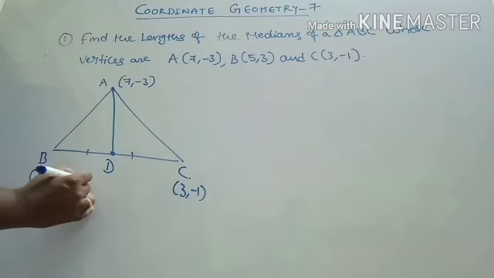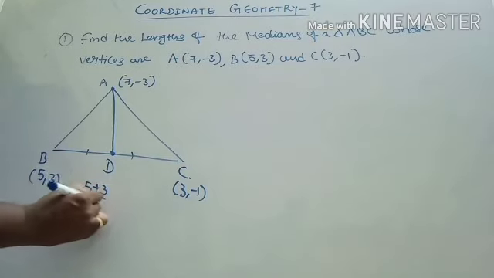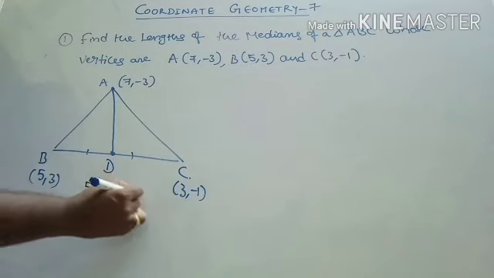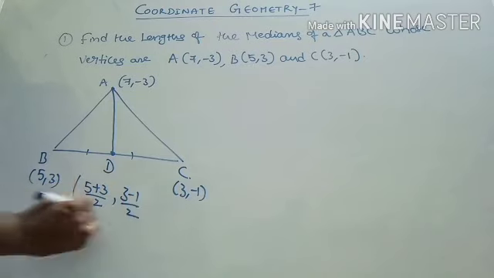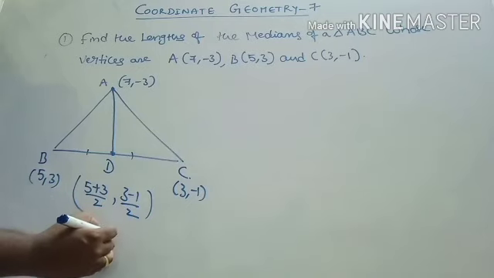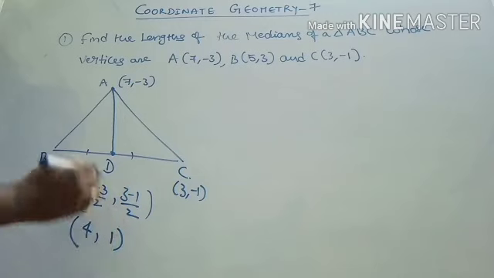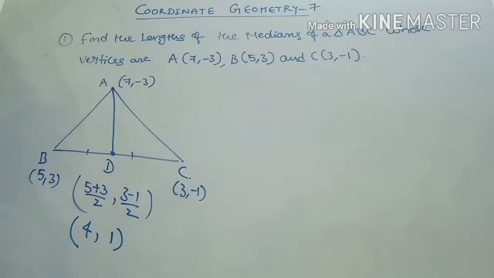Now D is (5 plus 3) by 2, comma (3 minus 1) by 2. Now this is 5 plus 3 by 2, that is 8 by 2, which is 4, and 3 minus 1 by 2, 2 by 2 is 1. So D is 4 comma 1. Very good.